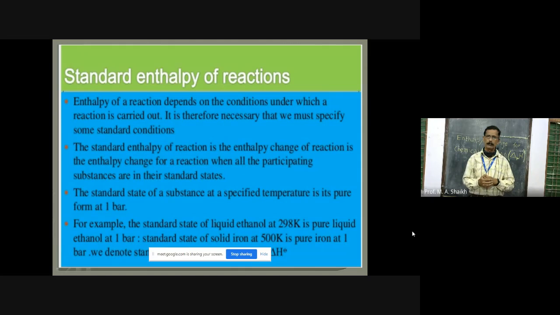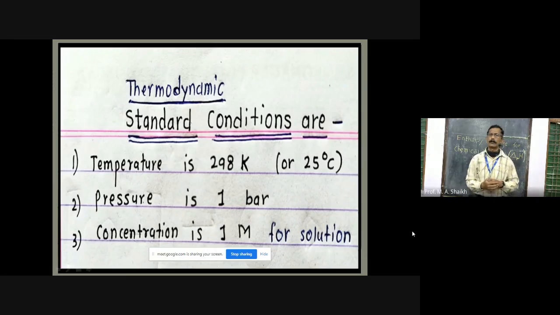I told you the standard condition for temperature and pressure. The next slide will give that condition once again. See this slide: thermodynamic standard conditions. For what? To get the standard enthalpy change of reaction, that is delta HR0. To get delta HR0, what are the standard conditions?